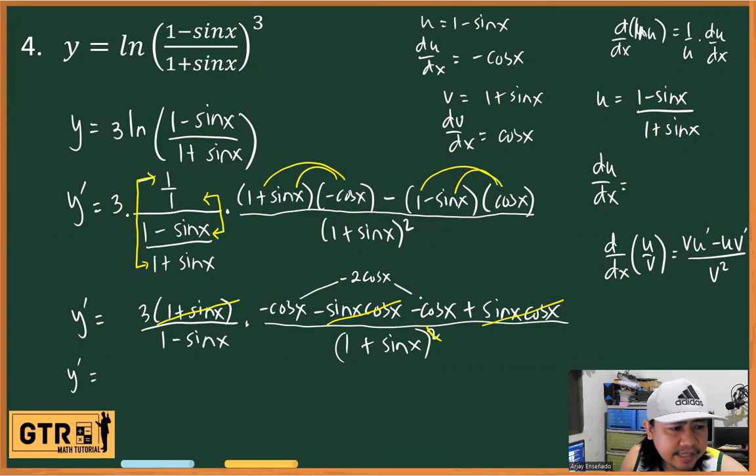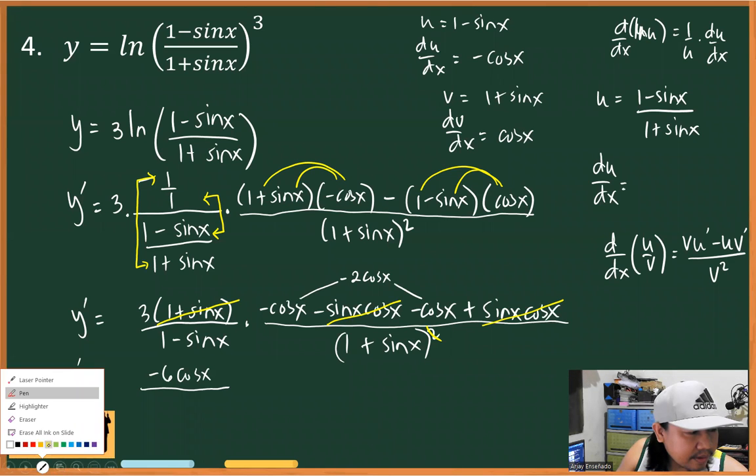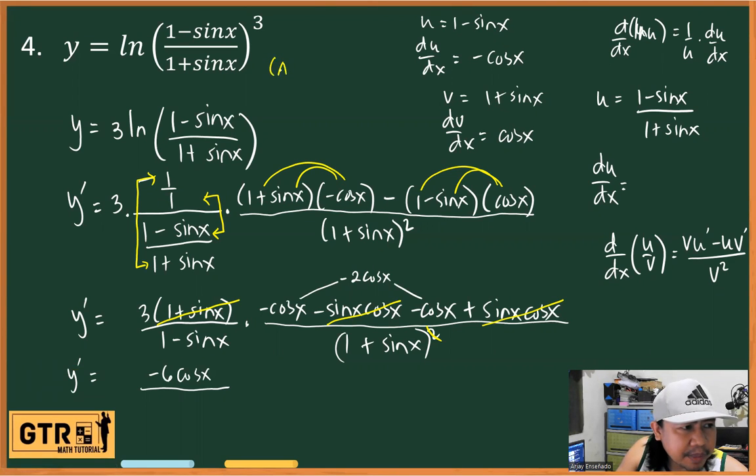If we combine this, negative 2 cosine x, and then multiplied by 3, that is equal to negative 6 cosine x. Okay, so that's negative 6 cosine x over 1 minus sine x times 1 plus sine x. So we can apply the product of the sum and difference. So we have a plus b times a minus b. That is in the form 1 minus sine x, 1 plus sine x, so that is in the form a plus b times a minus b. That is equal to a squared minus b squared.